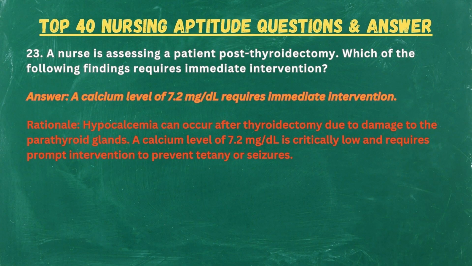23. A nurse is assessing a patient post-thyroidectomy. Which of the following findings requires immediate intervention? Answer. A calcium level of 7.2 milligrams per deciliter requires immediate intervention. Rationale. Hypocalcemia can occur after thyroidectomy due to damage to the parathyroid glands. A calcium level of 7.2 milligrams per deciliter is critically low and requires prompt intervention to prevent tetany or seizures.